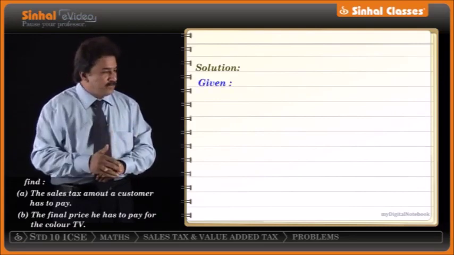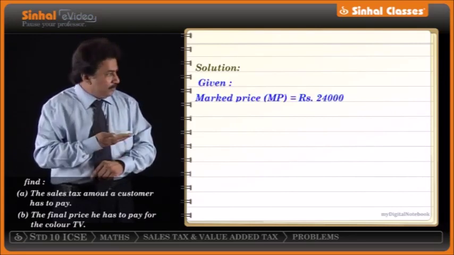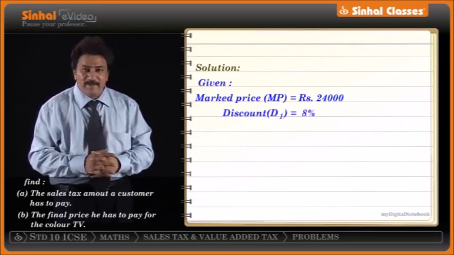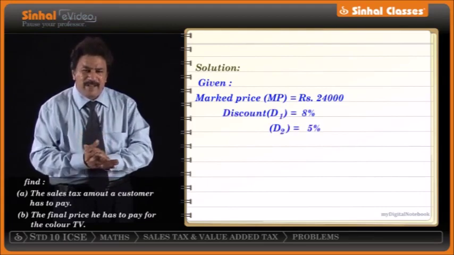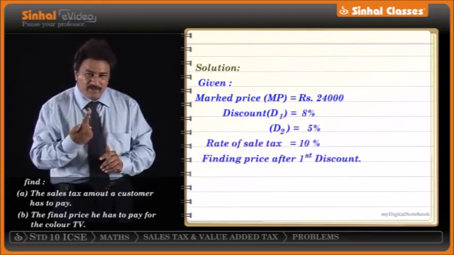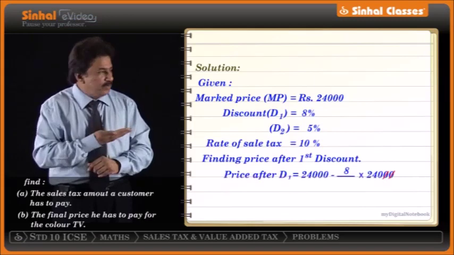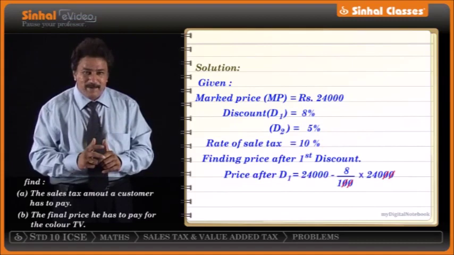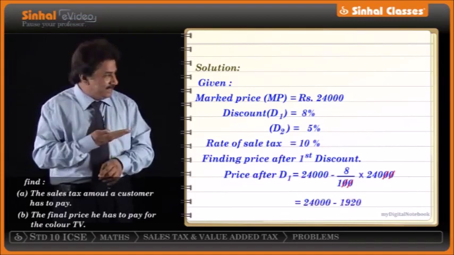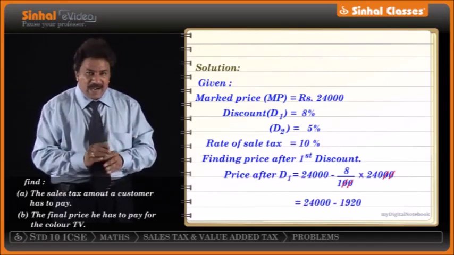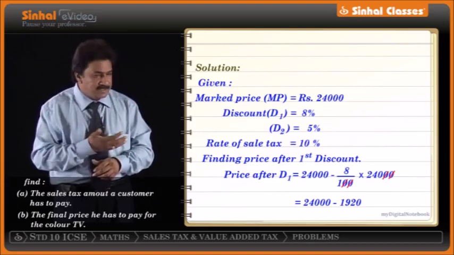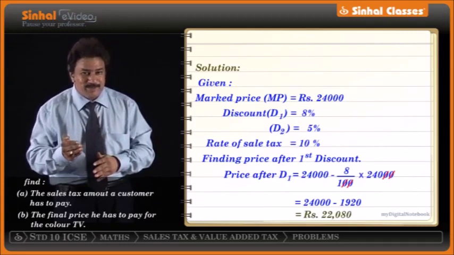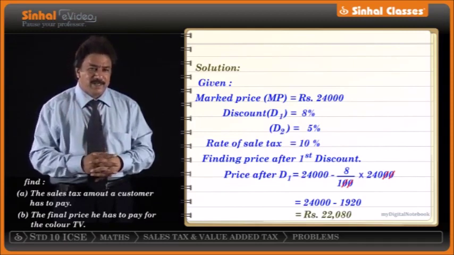Mark price is rupees 24,000. First discount is 8%. Second discount is 5%. And the rate of sale tax is 10%. Price after first discount will be 24,000 minus 8% of 24,000. That is nothing but 24,000 minus 1920. After subtraction, what I get is rupees 22,080. This is the price after the first discount.